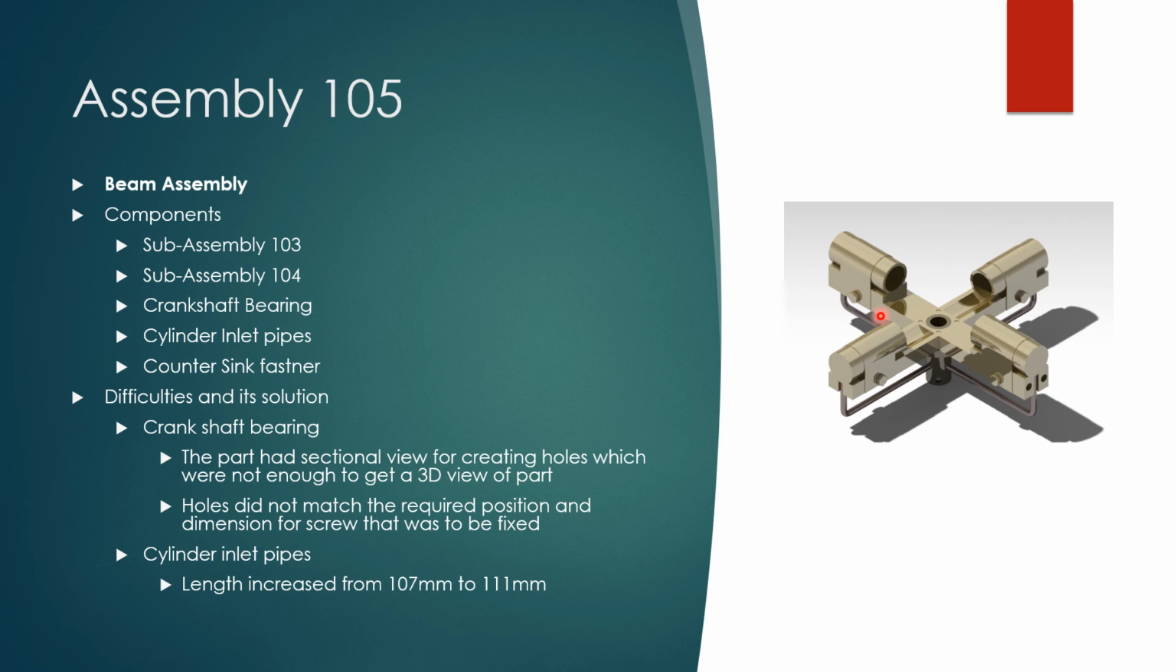And also, like I said earlier, the cylinder inlet pipes had to be increased in order to fit inside the crankshaft bearing. Without that additional length they still fit, but they were just right on the edge, and we deemed it necessary to extend the pipes for it to be a better design.